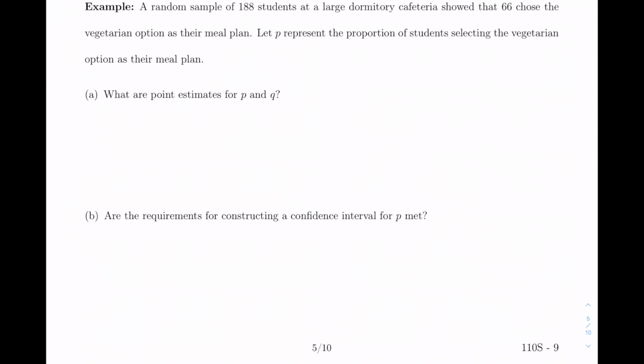In this video, we are going to look at the first two steps for constructing a confidence interval for a population proportion. And the first step is to figure out what the point estimates are. And so remember, point estimate, another term for this would be sample statistic.